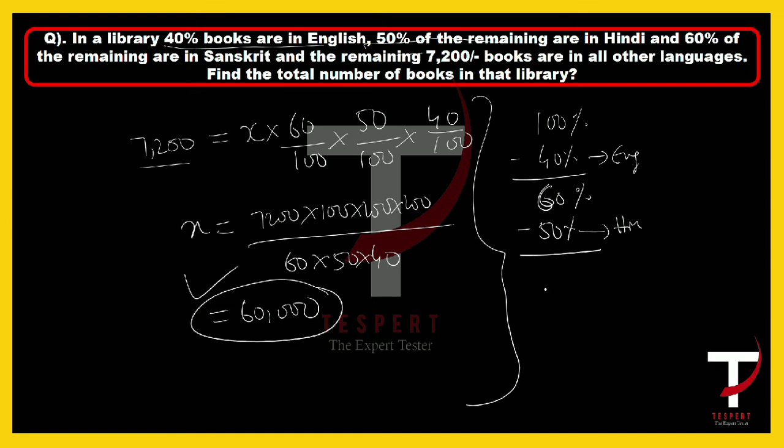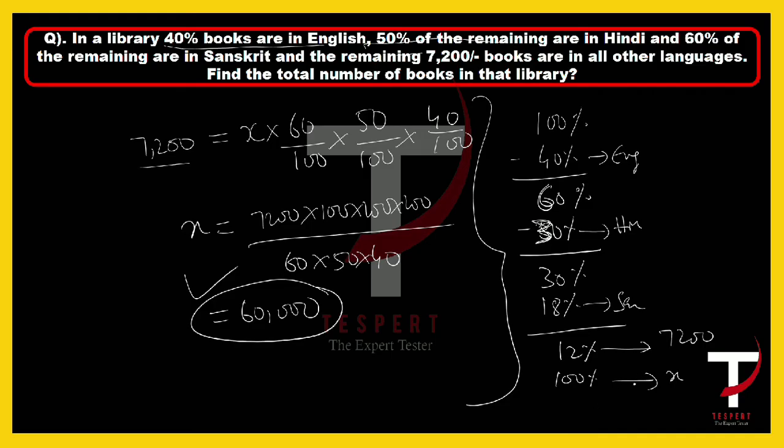So out of this 30%, 60% are Sanskrit. So what is 60% of 30%? 18% are Sanskrit. So what's the final value? 12%. So if this 12% is equal to 7,200, what will be 100%? 100% in the sense the total value. Just cross multiply: 7,200 into 100 by 12, which will be equal to 60,000.